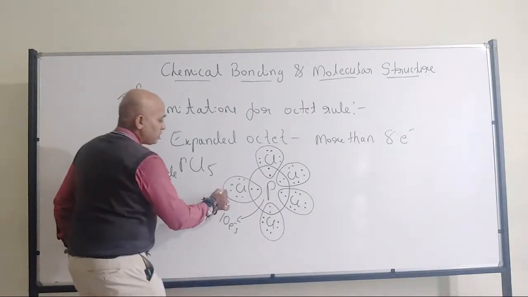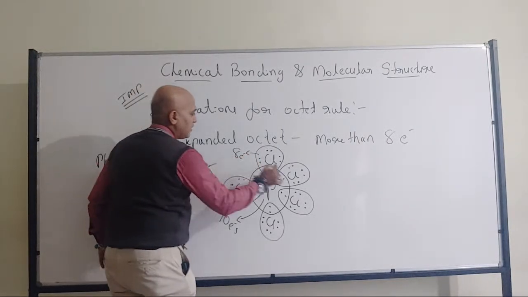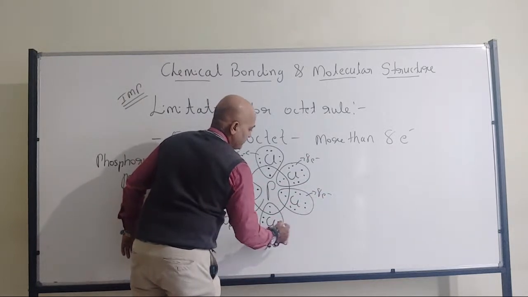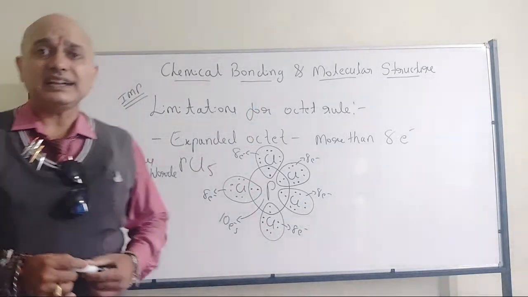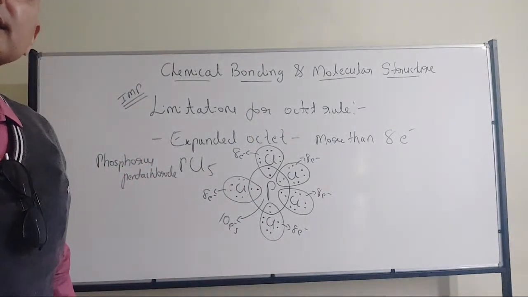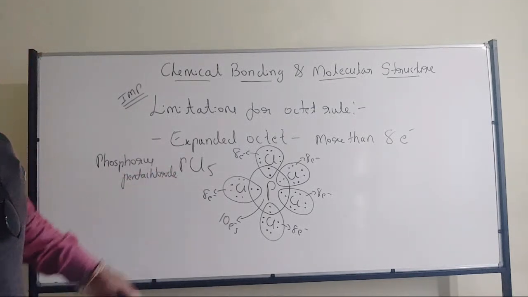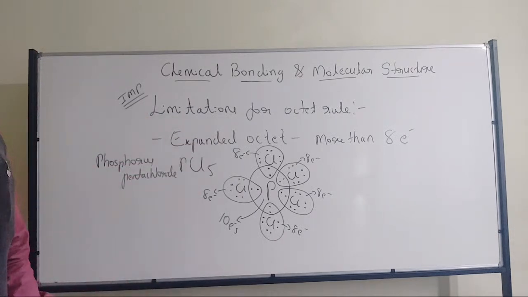Now all the chlorines have 8 electrons, no doubt. But what about phosphorus? They are coming with 10 electrons. The molecule is existing. Where there are more than 8 electrons, still the molecule exists. That's why it is an example for expanded octet. Fine. All of you have understood?